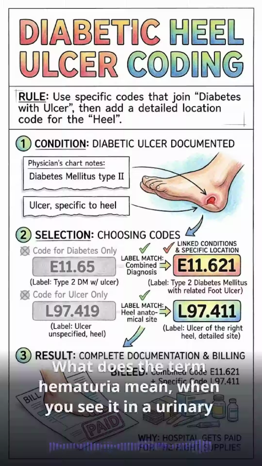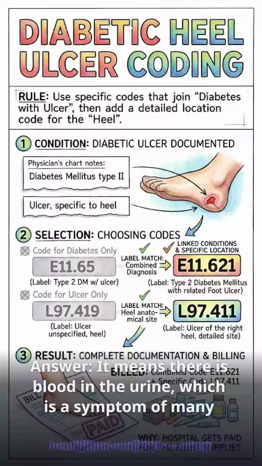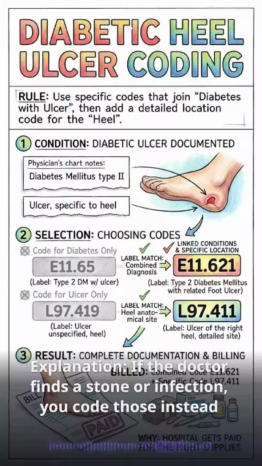69. What does the term hematuria mean when you see it in a urinary tract medical record? It means there is blood in the urine, which is a symptom of many different problems. If the doctor finds a stone or infection, you code those instead of the blood symptom.